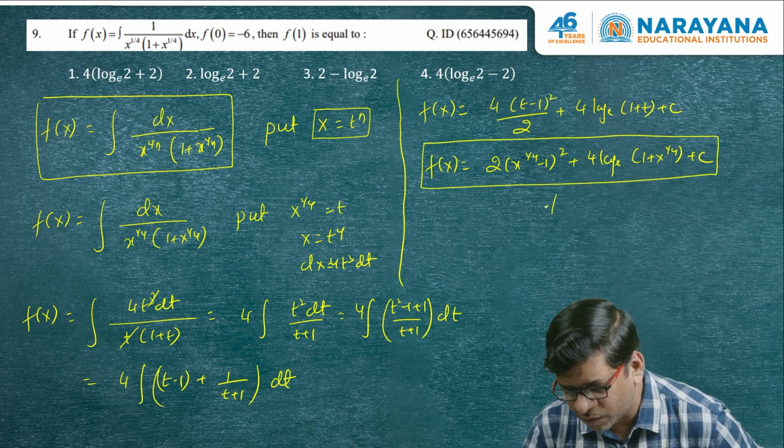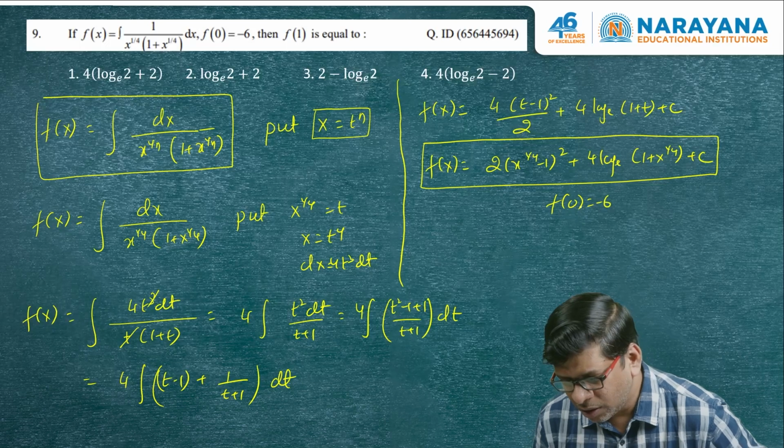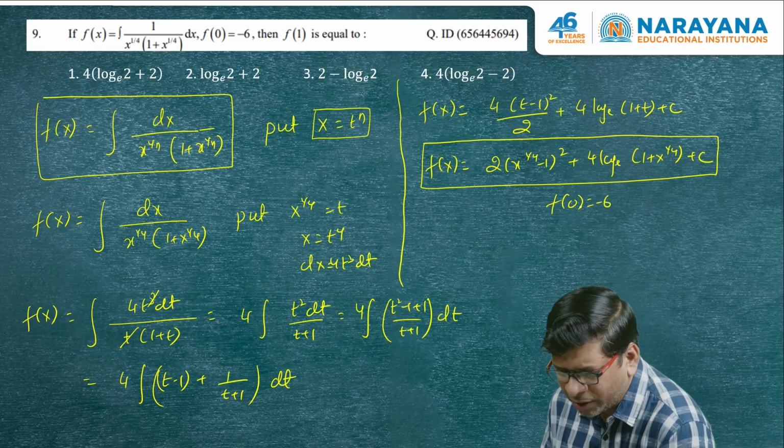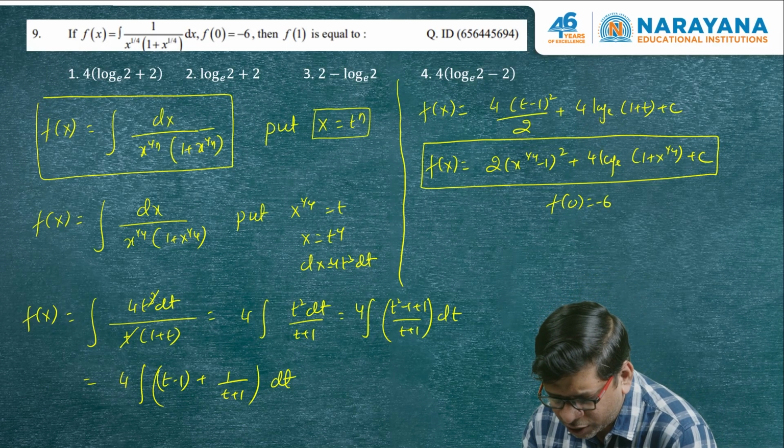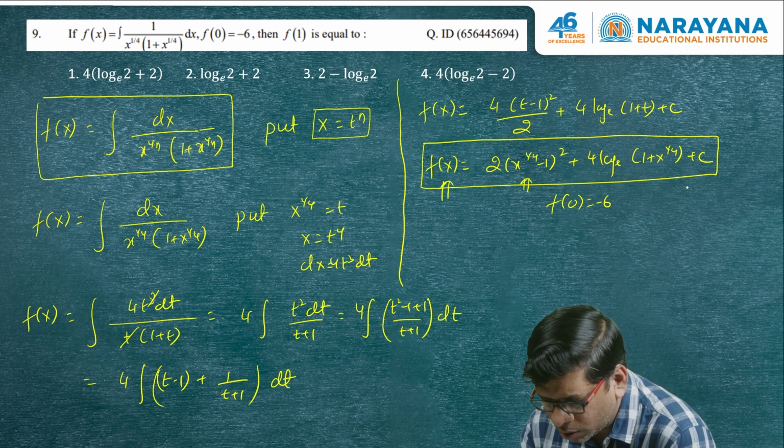They are saying f of 0 equal to minus 6. If I put f of 0 equal to minus 6, what will I get? This becomes minus 6, this is minus 6, this becomes 2, this becomes 0. So minus 6 minus 2, minus 8. So c becomes minus 8.